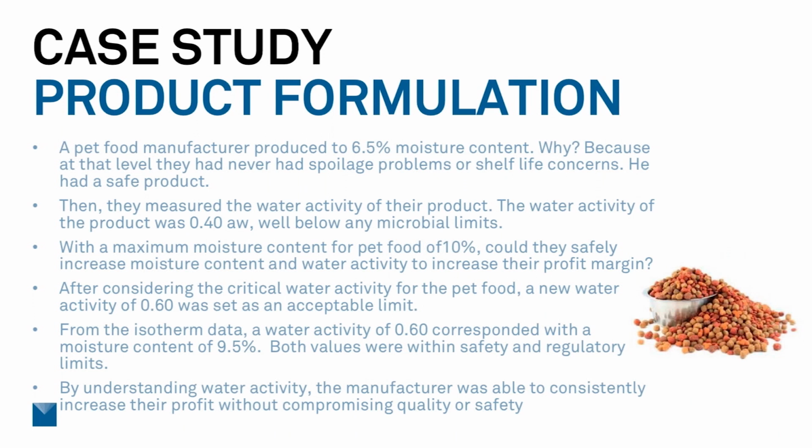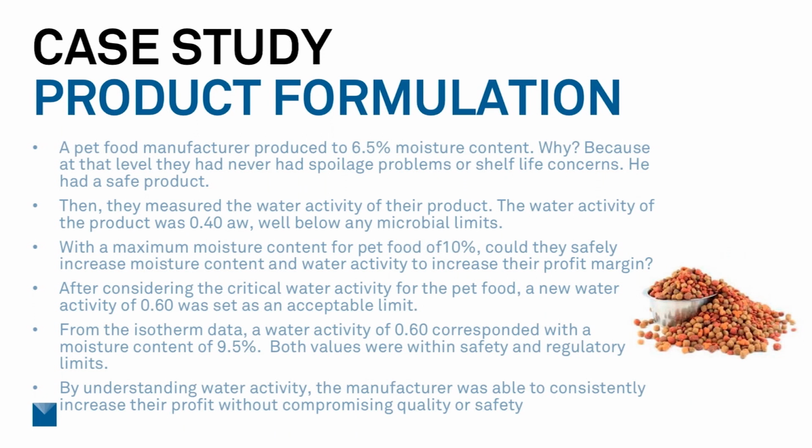After considering the critical water activity for the pet food, a new water activity of 0.6 was set as an acceptable limit. That takes a little bit of investigation, doing some shelf life calculations and things like that to know where a good acceptable limit is, but it's completely doable. And you just need to be able to do the isotherm and develop that relationship between water activity and moisture content.